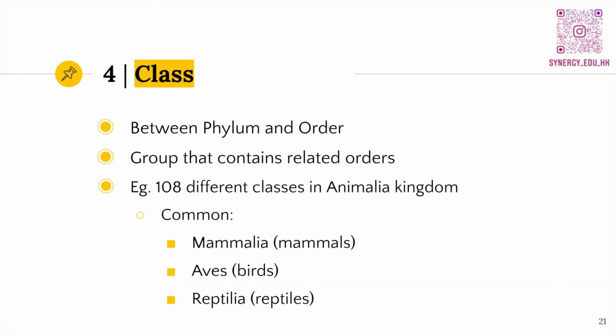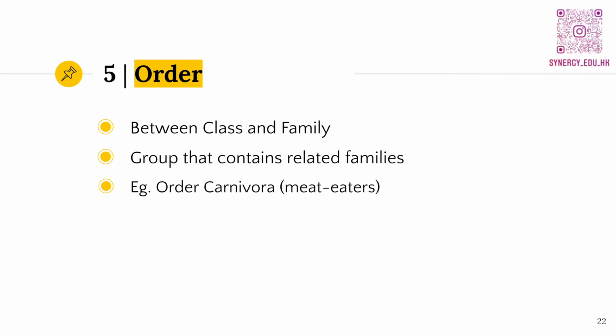Next, our fourth group is class, which is between phylum and order, and this group contains related orders. There are numerous classes, but for example, there are 108 different classes in the Animalia kingdom. Some common ones include Mammalia, which is mammals, Aves, which is birds, and Reptilia, which is reptiles. Next, order is between class and family, and this contains related families. An example of order is Carnivora, which are meat eaters.